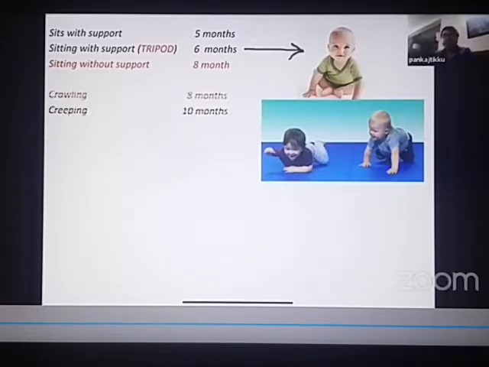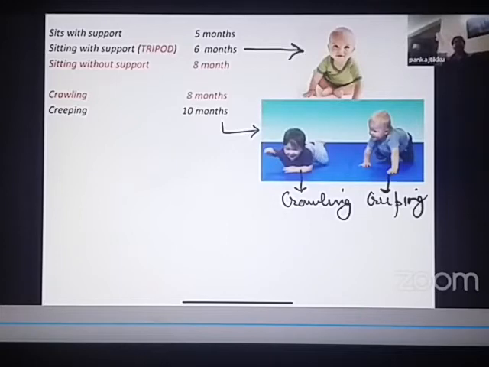When does a child crawl? When does a child creep? Now please understand. Just see this picture. In both cases, the child is on his hands and knees. But when the abdomen is touching the surface, here you can see the abdomen is touching the surface, this is known as crawling. But when the abdomen is raised above the surface, it is known as creeping.